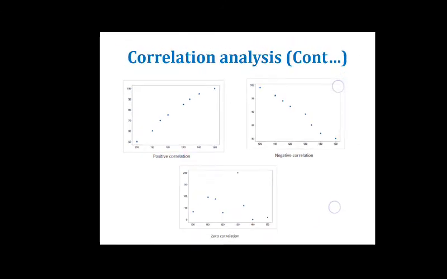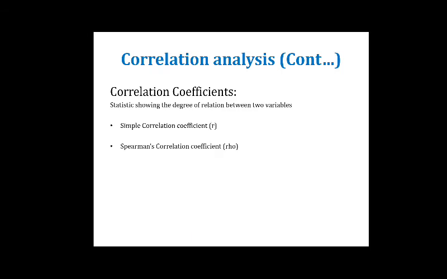Then moving to the next, which are the different correlation coefficients we have to see, means how we are going to find this out. So there are two approaches for finding this. One is the simple correlation coefficient method and another is the Spearman correlation coefficient. These are the two techniques by which we can find the correlation coefficient.